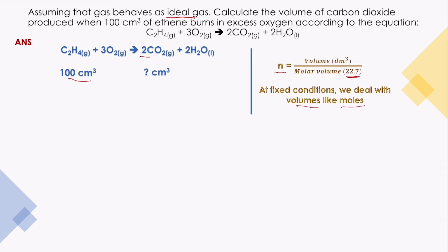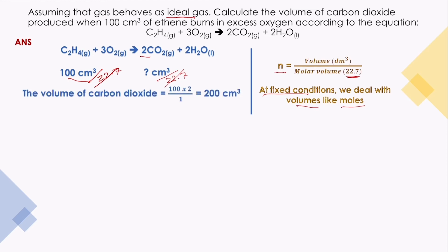It means that if we divide it over 22.7 here, and if we divide it here over 22.7 here, this will be cancelled with this one, so no change will happen to the formula. So, at fixed conditions, we deal with volumes like moles, so there is no need to convert the volume into moles. So the volume of carbon dioxide is equal to 100 by 2 all over 1, so it's 200 cubic centimeter.